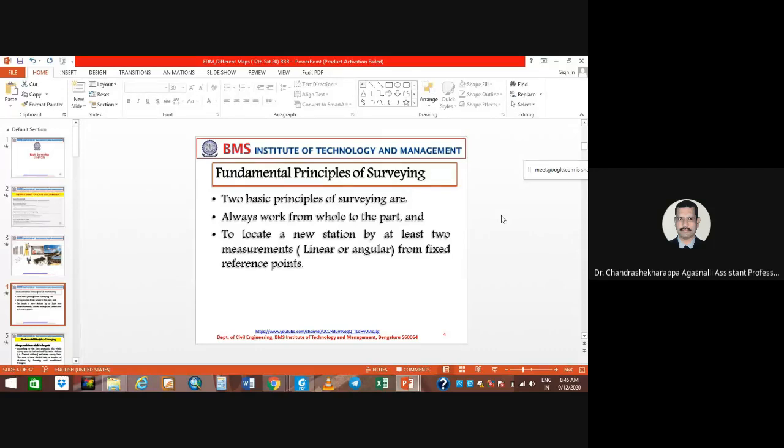To locate a new station, a new point, by at least two measurements. One is angular, that's called angles or bearings, and another one is linear, by horizontal distance measurement from the fixed reference point. Fixed in the sense is a benchmark, it should not be disturbed. If it is disturbed, again you have to establish it, or go from that point to another point. A fixed point or benchmark is nothing but your reference point for your future survey.